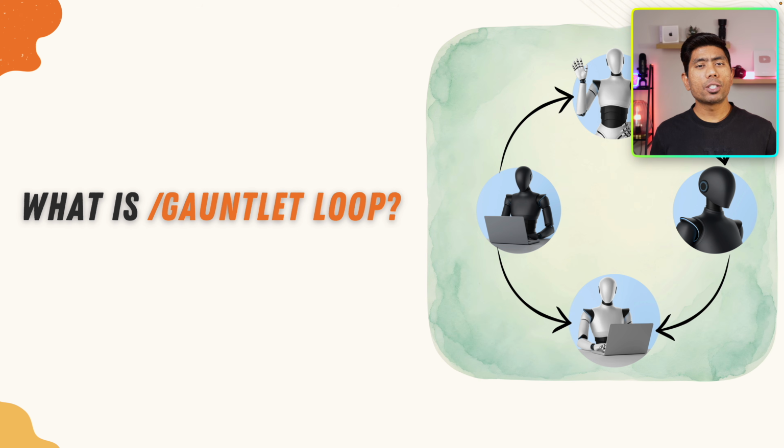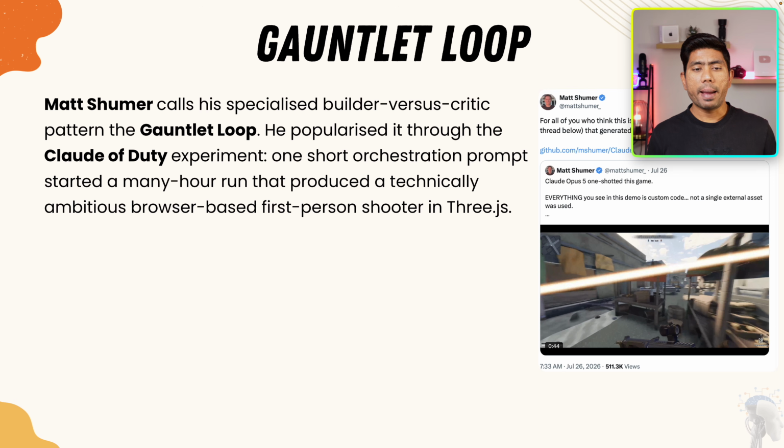Well, as that said, let's talk about what exactly the Gauntlet Loop is. Matt called it a builder versus critics pattern. He popularized it through the Claude of Duty experiment that we just saw in the video. It's a one-shot orchestration prompt that started a many-hours run and produced a technically ambitious browser-based first-person shooter in a Three.js file. So this is what it has actually done that we just discussed.